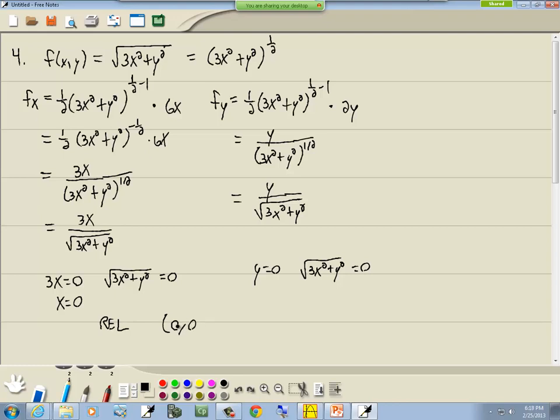(0, 0), and f of (0, 0). Well, if I put 0 in for x and 0 in for y, 0 squared is 0 times 3 is 0 plus 0 squared is 0, square root of 0 is 0. So z is going to equal 0.